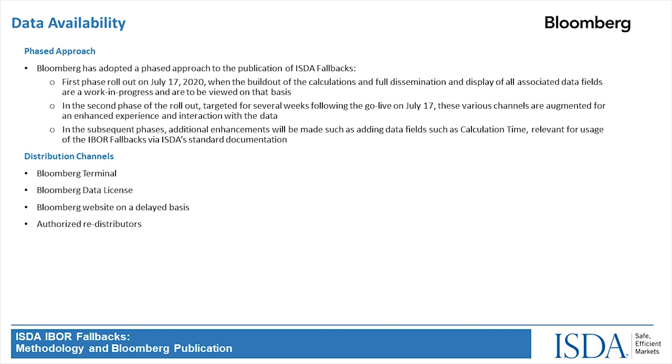Let me now segue into how you can access the content. There are four key channels through which you can access this data. First is Bloomberg Terminal. Second is Bloomberg's data license. Third, our LIBOR transition website. And fourth, the authorized redistributors.